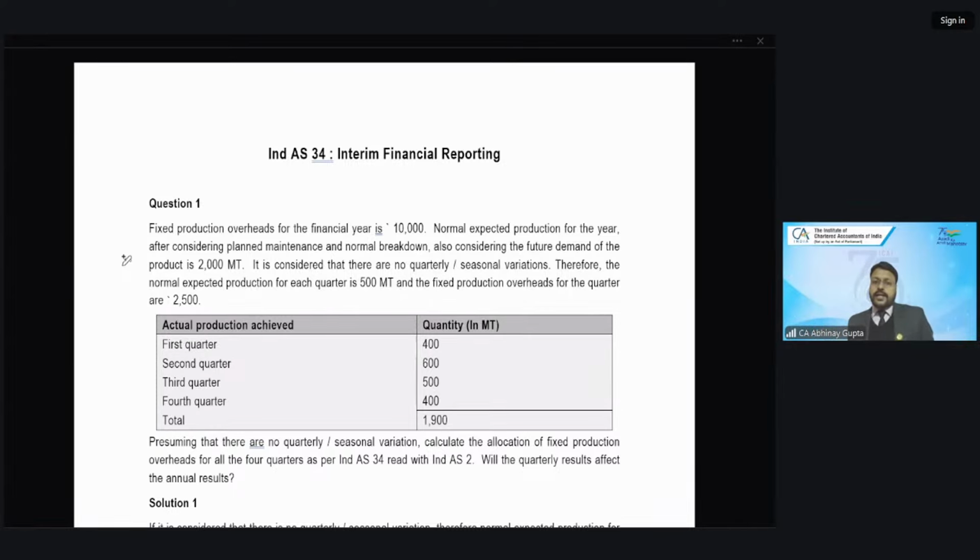Do you need to correct that error in Q1 itself, or can you postpone it until the preparation of the year end financials? Because generally errors are corrected in the year end financial statements, and this is not a requirement for the quarterly results. What do you believe? So will you correct the error in the quarterly results, or will you say that you will correct this error while preparing the annual financial statements only? That's the question.